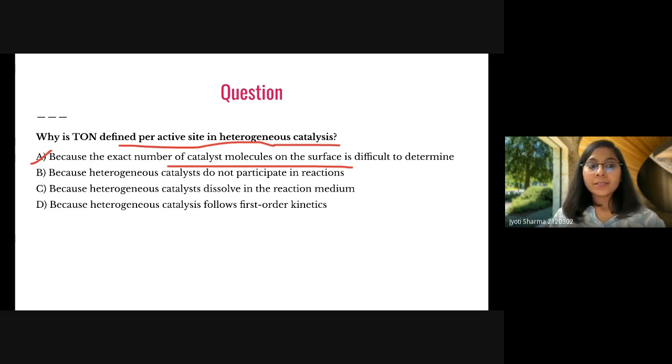So why is TON defined per active site in heterogeneous catalysis? And here the answer will be because the exact number of catalyst molecules on the surface is difficult to determine. Let's see why this answer is correct.